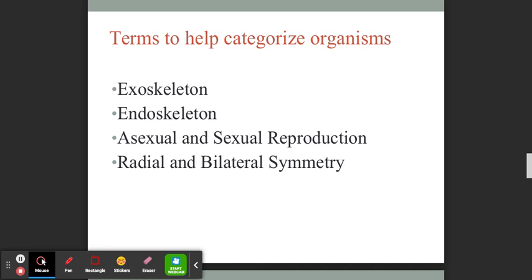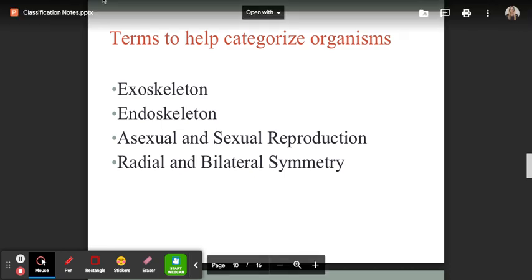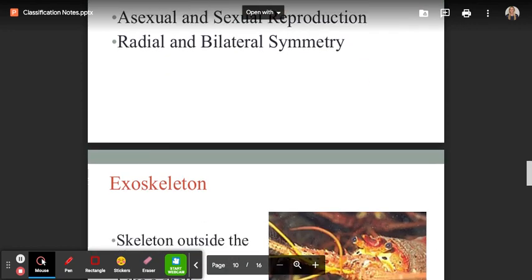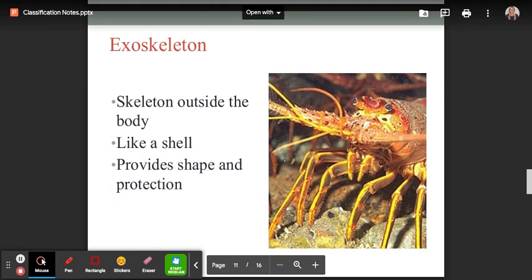And then radial and bilateral symmetry. Radial would be if you were to take a section of an organism, it would have the same appearance all the way around its body. And bilateral would be a cross section that would be symmetrical on both sides, the same look right down the middle.